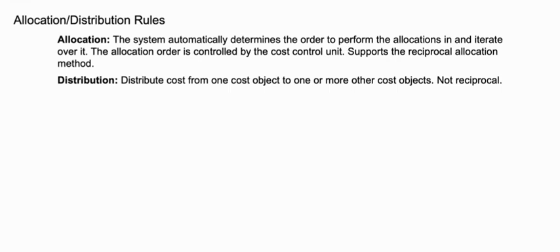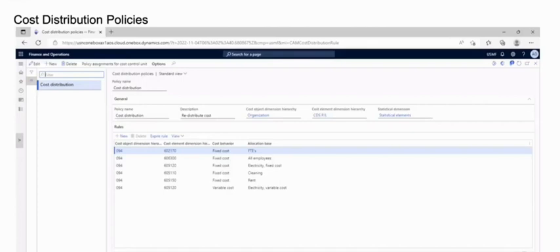Distribution distributes cost from one cost object to one or more other cost objects, but it's not reciprocal. So this is very important to know. On cost distribution policies, we still have our cost object dimension hierarchy, and we have the cost element dimension hierarchy. We can set up the rules according to your cost behaviors if you use it. If you don't use it, it will just be null.